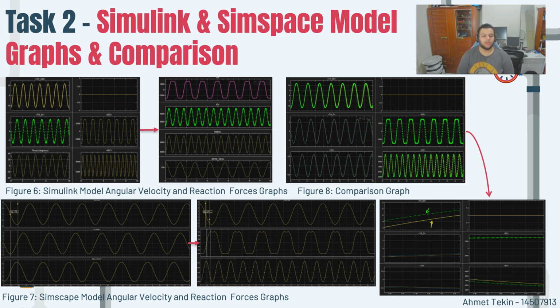When comparing the graphs side by side, we had the green line as the Simscape model and the yellow line representing the Simulink model. Both models validate our calculation and highlight real-world phenomena like damping and inertia. This shows the consistency between the two models and confirms the accuracy of our equations and our setup.